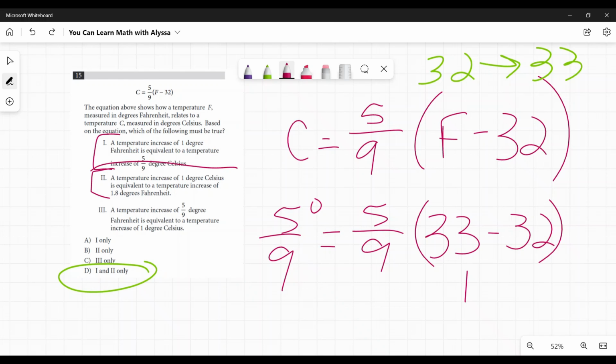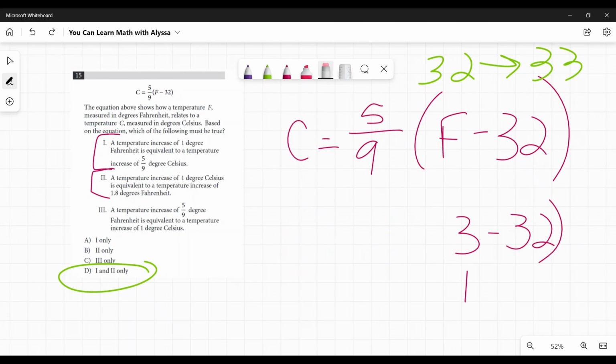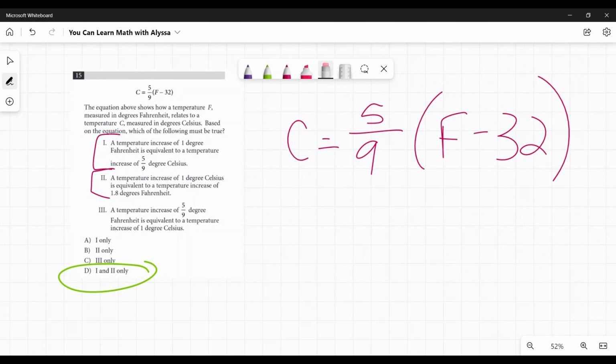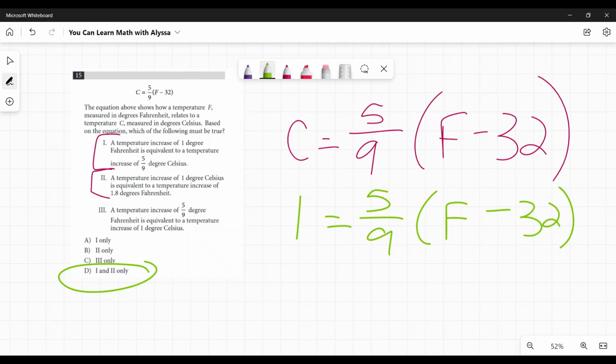At which point you could do what I showed you, where you try to see if number 2 is saying the same thing as number 1, which it is. You would know 1 and 2 only. The other way would be to put numbers in here again. Temperature increase of 1 degree Celsius. So you might start with what you already had, where when Celsius is 0, Fahrenheit is 32. So you go, okay, and let's bump Celsius up to 1 times 5/9 times F minus 32.